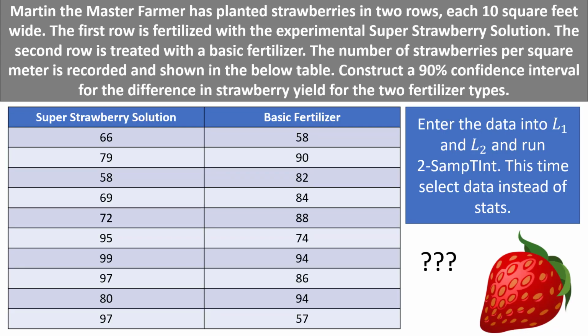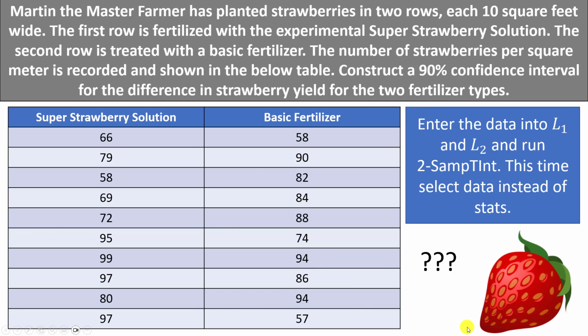All right, here's a problem for you to try. Martin the Master Farmer has planted strawberries in 2 rows, each 10 square feet wide. The first row is fertilized with the experimental super strawberry solution, and the second row is treated with a basic fertilizer. The number of strawberries per square meter is recorded and shown below in the table. We are asked to construct a 90% confidence interval for the difference in strawberry yield for the 2 fertilizer types.